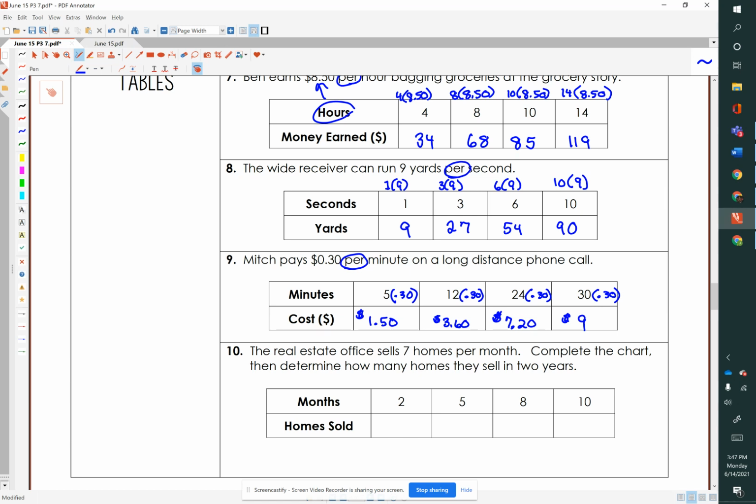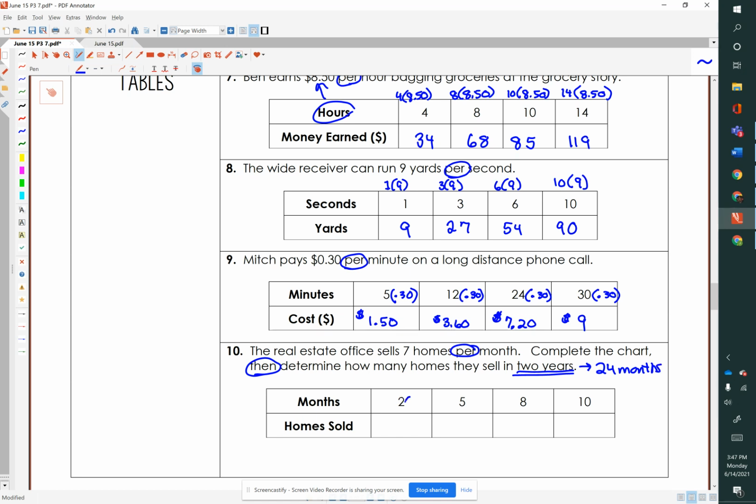And then finally, our last problem of the day is about real estate. The real estate office sells 7 homes per month. Pretty steady practice. Complete the chart, then determine, so we have a little bonus problem here. How many homes will they sell in 2 years? Okay, so we're going to have to multiply by 24 months. 2 years is 24 months.